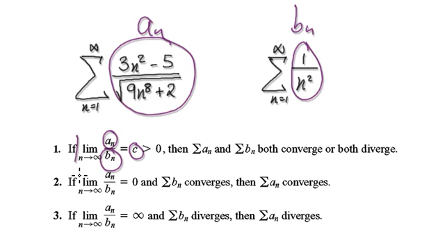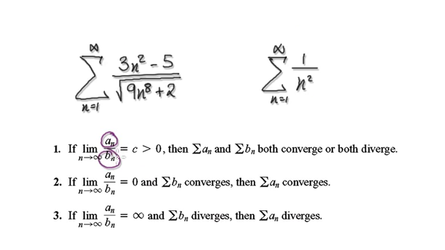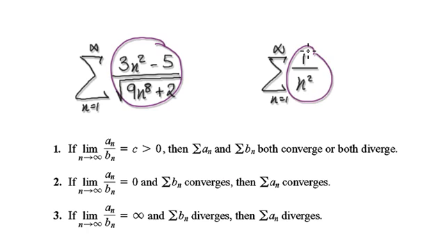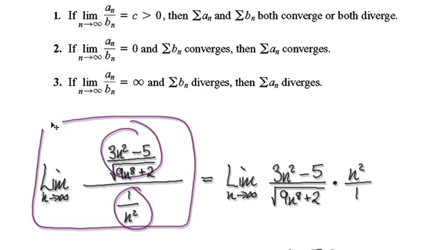If it comes to a constant, we're going to use this scenario. If the limit is 0, we're going to use this scenario. If the limit is infinity, then we're going to use this scenario. So let's try and find an divided by bn, the limit of this. So this is our an, this is our bn.